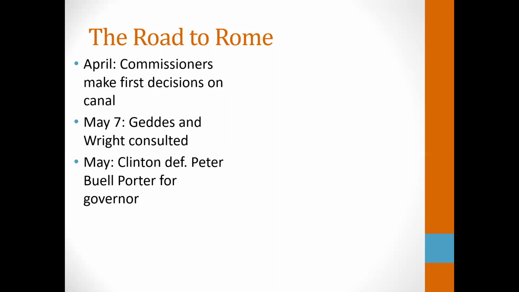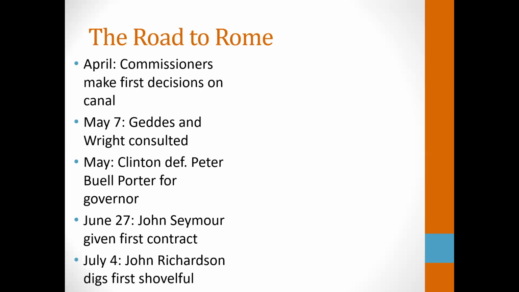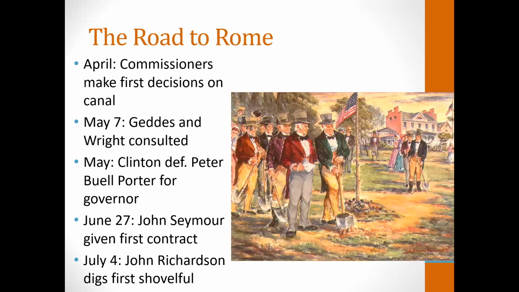Propelled by his success with the canal, on June 27th, the first canal contract is let to John Seymour. They tell him to hold off for a few days, because then on July 4th, 1817, Judge John Richardson will dig the first shovelful of the canal in Rome. The rest is history.